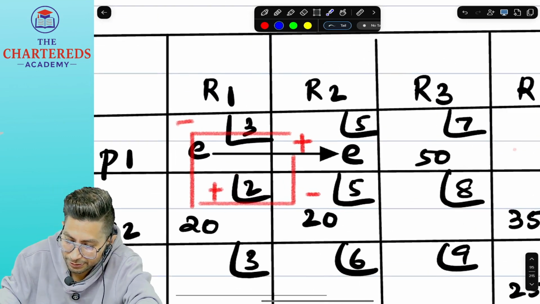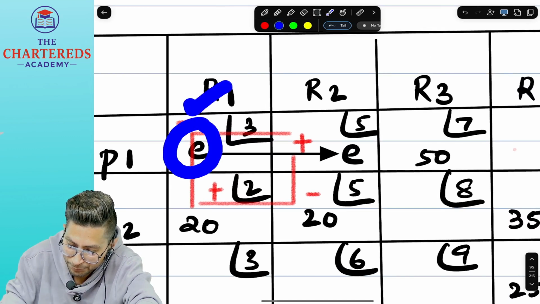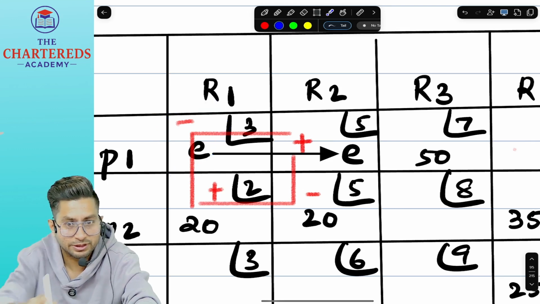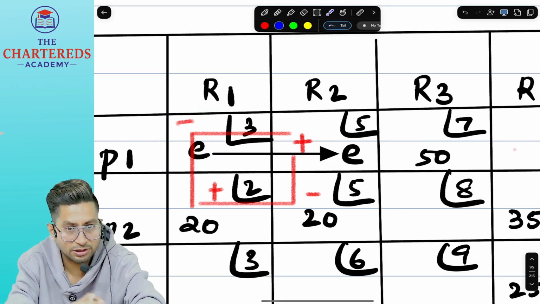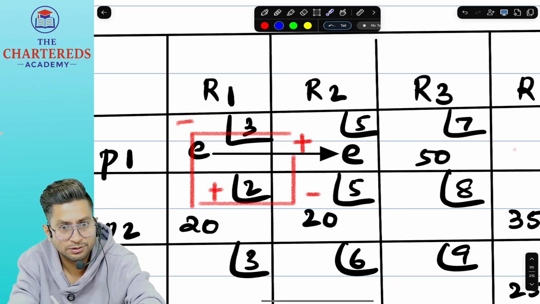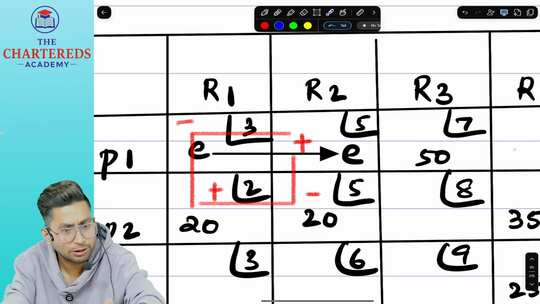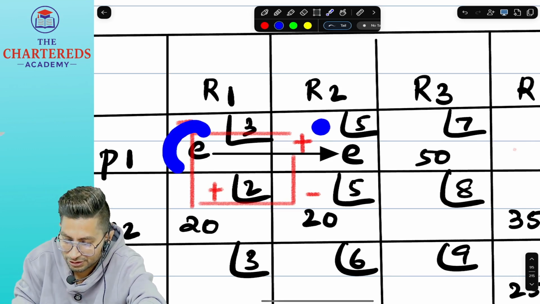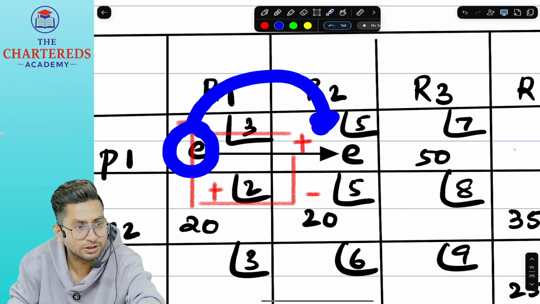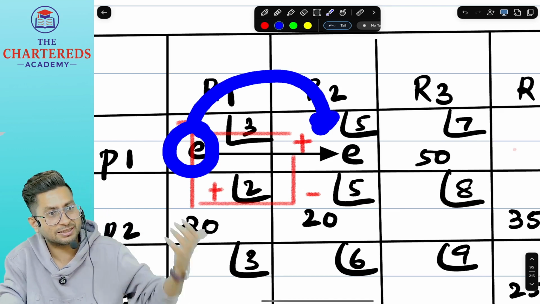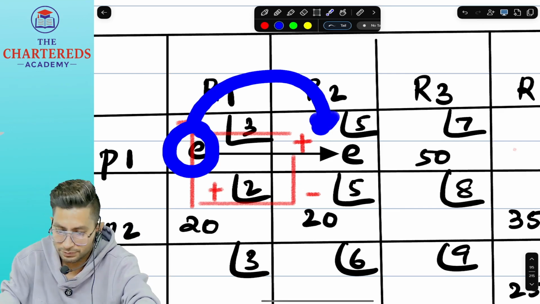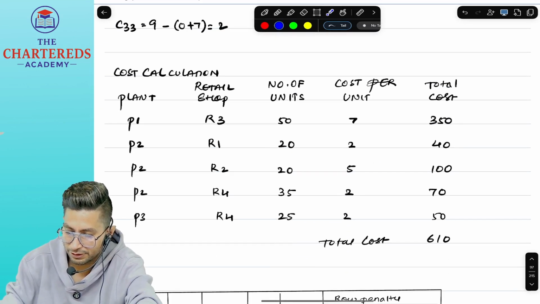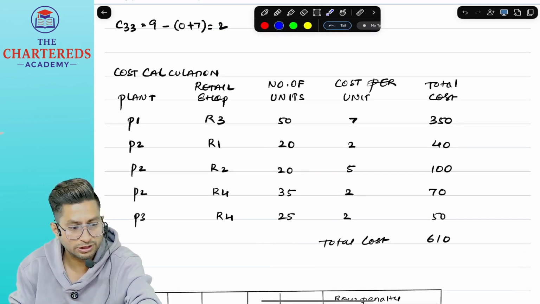Now, after creating a loop, one kind of problem: epsilon has come in the loop. But epsilon came in which cell? Read the rule that I have given there. If epsilon comes in the negative cell, you have to convert it into a positive unallocated. Now among these four, the positive unallocated is what? This, right? So this epsilon I shift into this box. After that, do I need to recalculate everything or direct cost calculation? Look, simple direct cost calculation we have done. Clear? So these rules are very important.